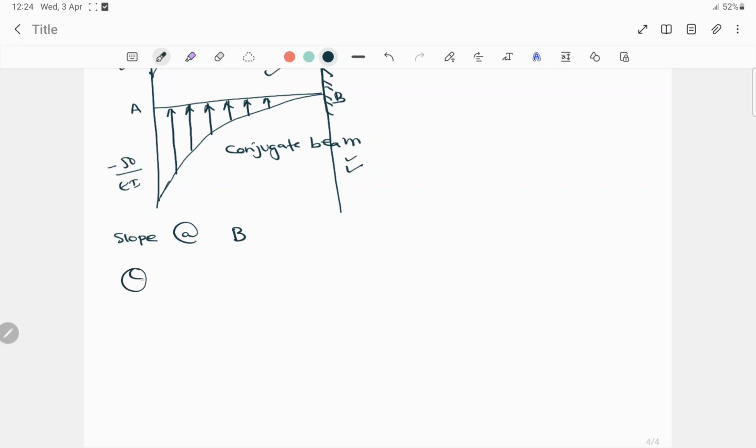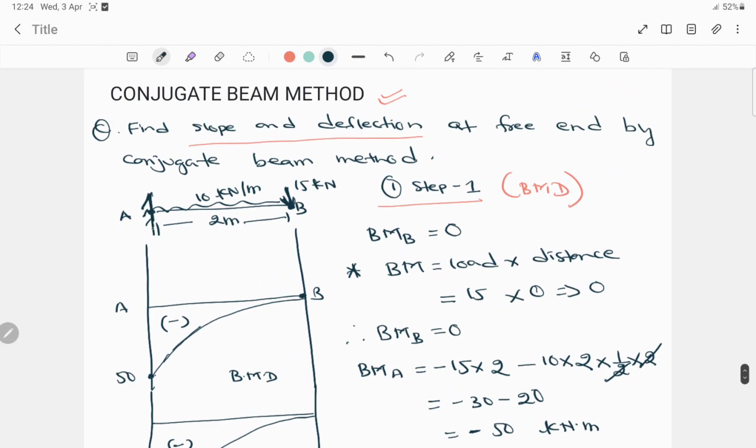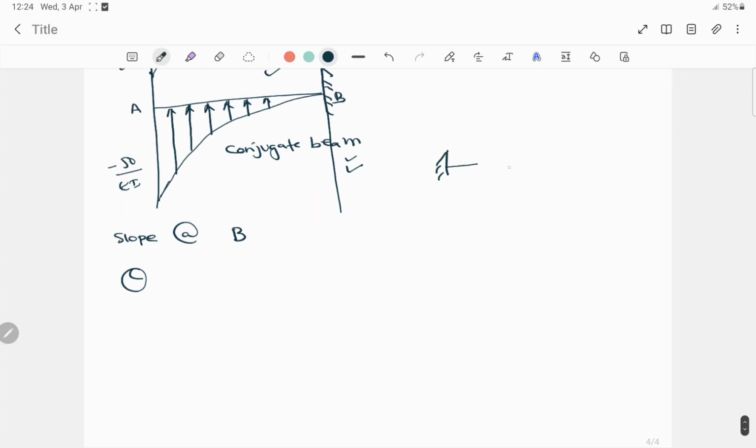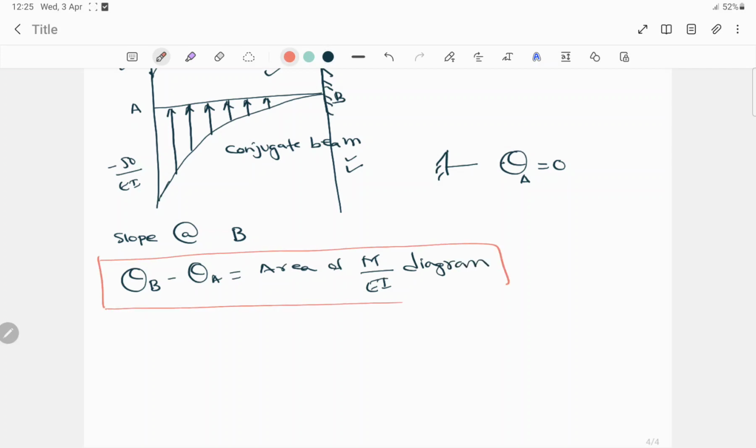So slope at B. In case of the fixed support, the slope will always be 0, as I have already mentioned. In case of the fixed beam, the slope will always be 0. So here slope at A will be 0, and we have to find the slope at B. So slope at B will be written like this: slope at B minus slope at A is equal to the area of the M by EI diagram. This is the formula to find the slope.